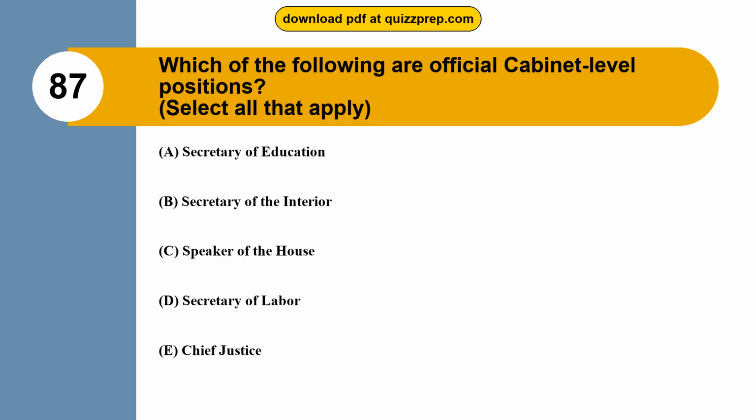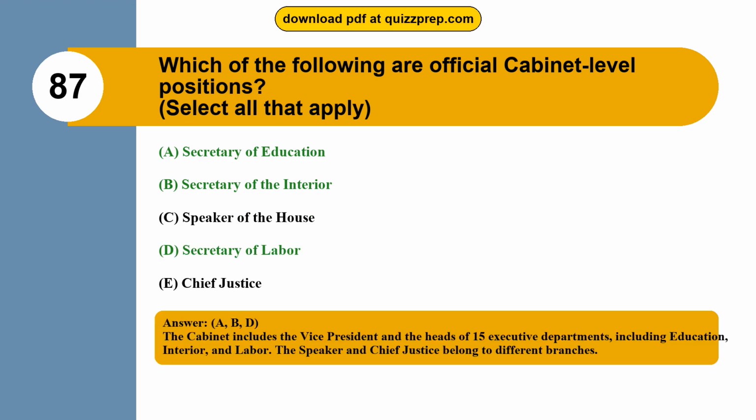Question 87. Which of the following are official cabinet-level positions? Option A, Secretary of Education. Option B, Secretary of the Interior. Option C, Speaker of the House. Option D, Secretary of Labor. Option E, Chief Justice. The correct answers are options A and B and D. Secretary of Education, Secretary of the Interior, Secretary of Labor. The cabinet includes the vice president and the heads of 15 executive departments, including Education, Interior, and Labor. The Speaker and Chief Justice belong to different branches.